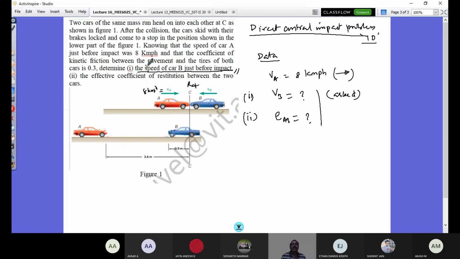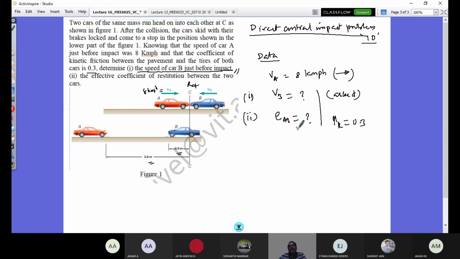And also you are given here, please note, the coefficient of kinetic friction between the pavement and the tires of both cars is given as 0.3. So mu k is given as 0.3. And you see in this description, what is the difference from the previous problem? Not only are their directions different, you also see that after collision, the positions of the two vehicles are given with reference to the start of impact reference point. At the end of the collision, vehicle B moved ahead 0.9 meter, whereas vehicle A has moved 2.36 meters. So these are the data given.